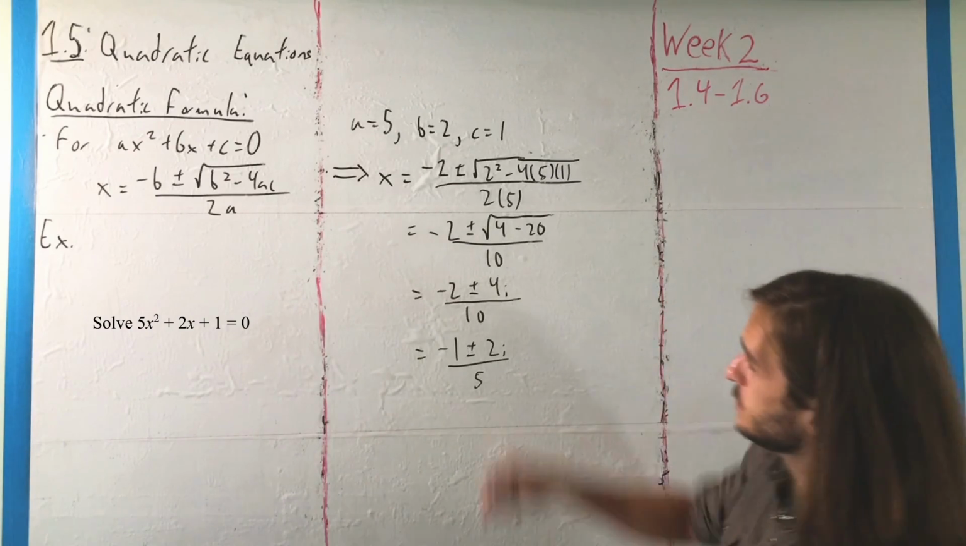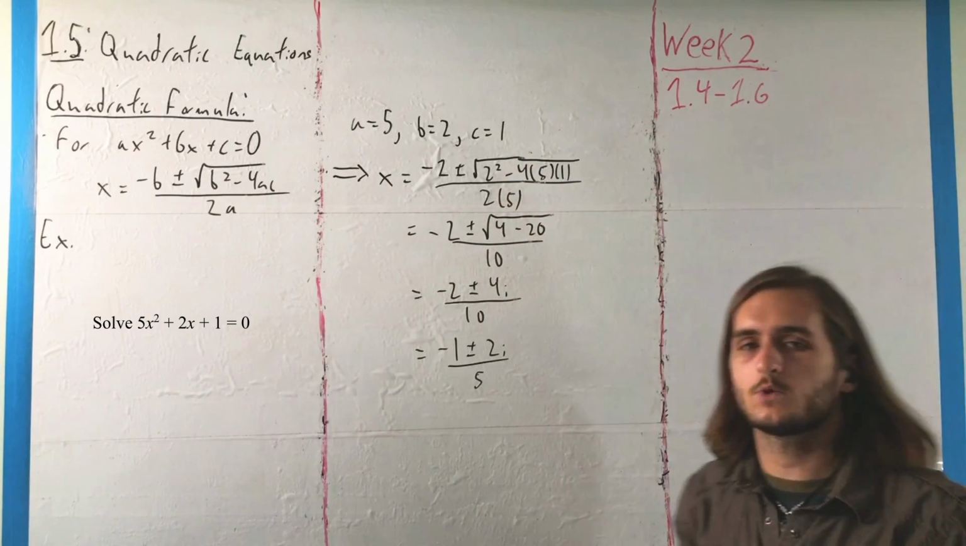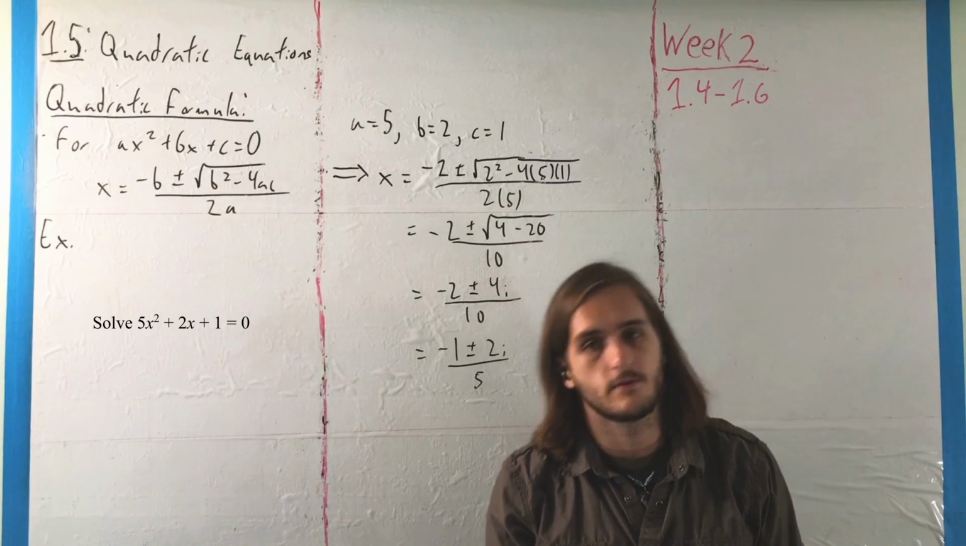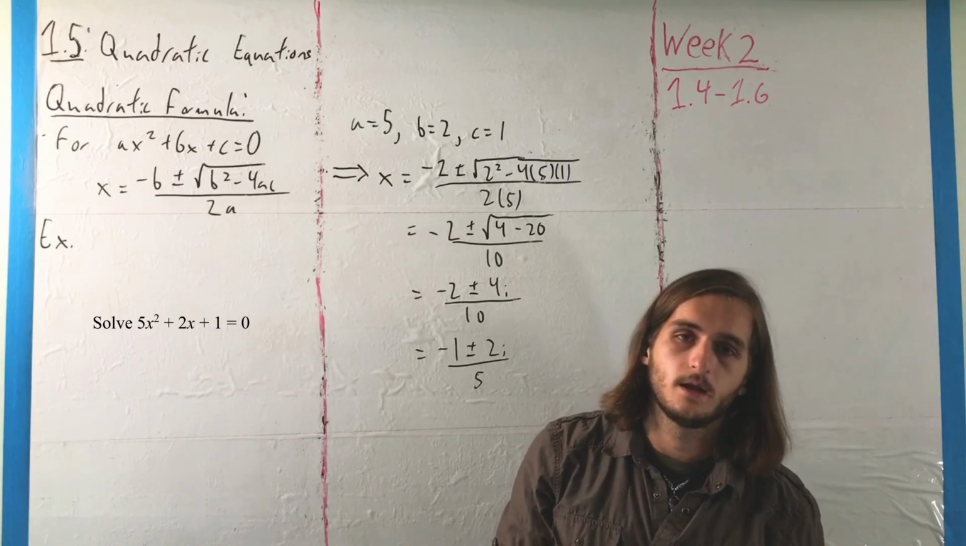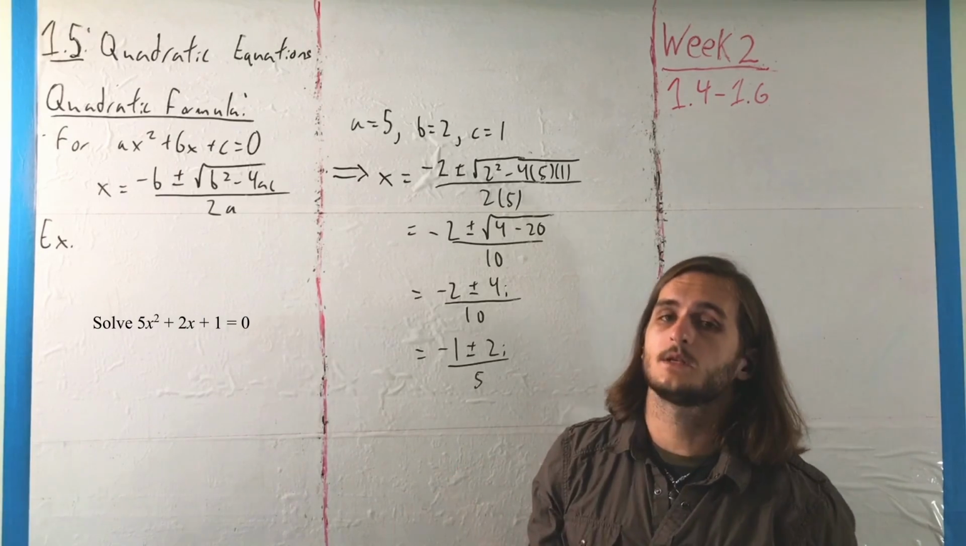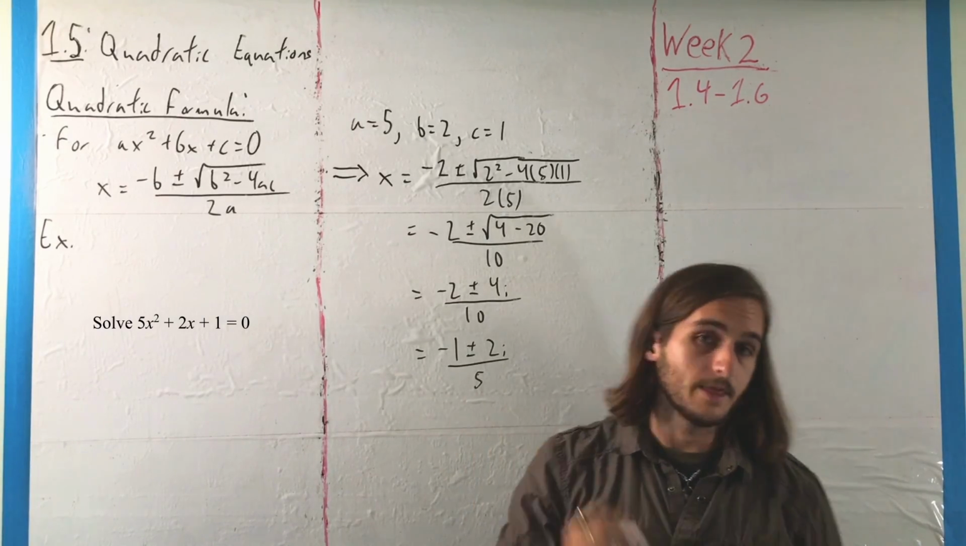This value in here, underneath that square root, is particularly relevant for being able to determine what kind of roots we're going to get. That is a thing called the discriminant, and we'll spend a little bit more time on that next.